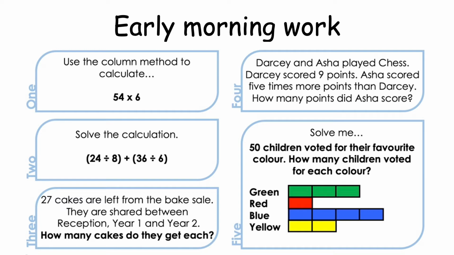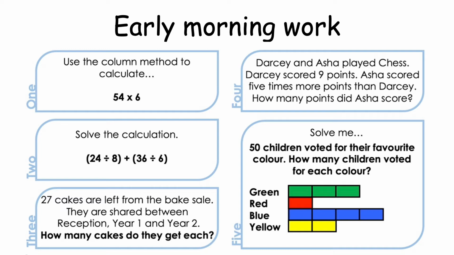Number 4, Darcy and Asher played chess. Darcy scored 9 points. Asher scored 5 times more points than Darcy. How many points did Asher score? Think about how you're going to work that out. If one of them scored 9 and the other one scored 5 times more. Listen to the vocabulary, 5 times more.